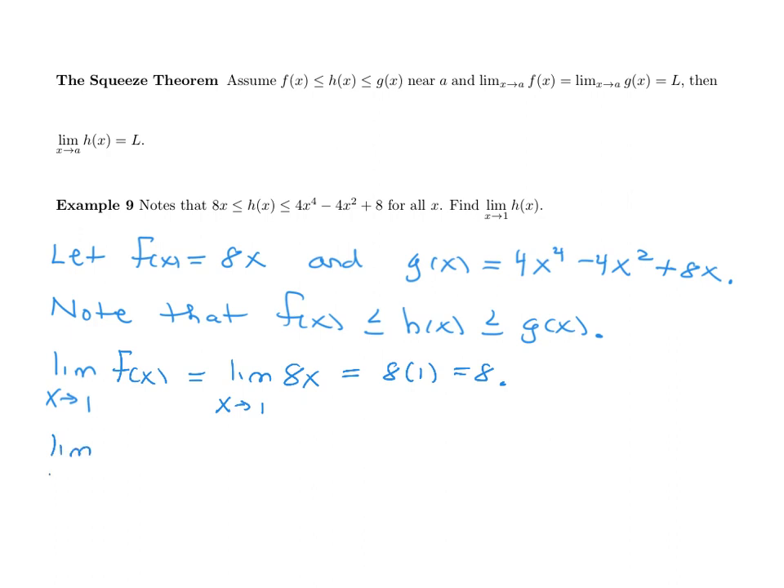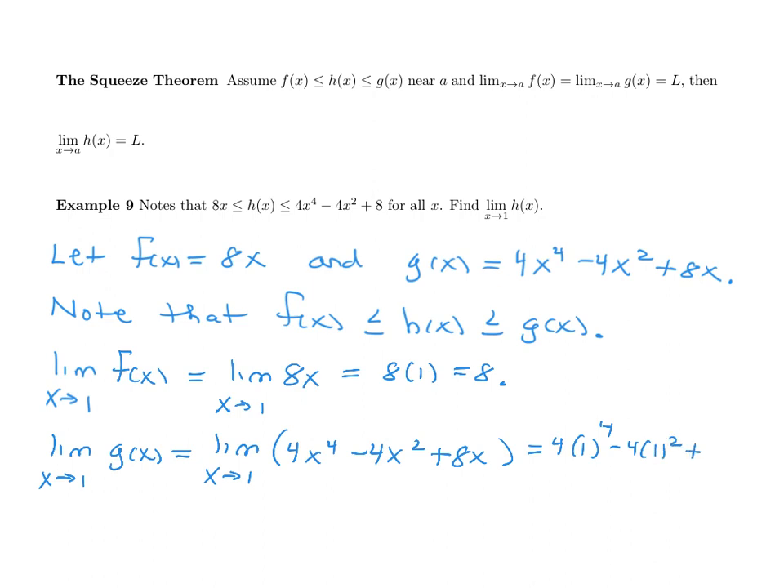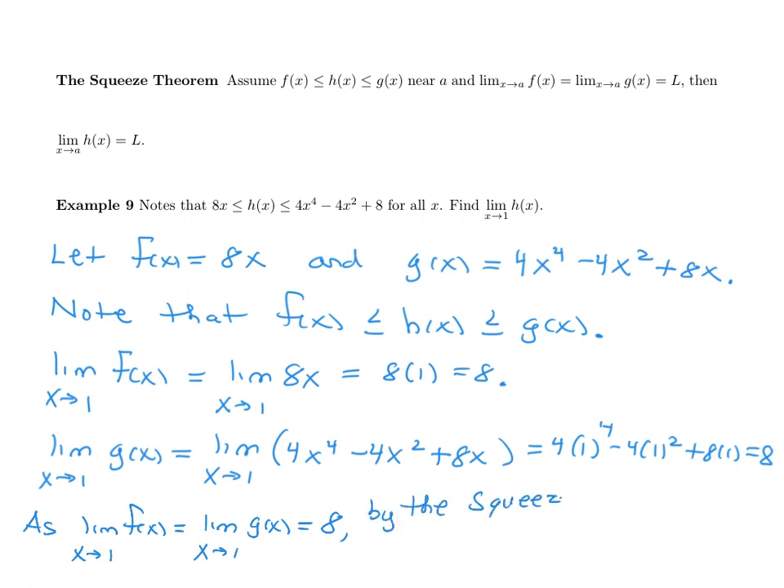We also have that the limit as x approaches 1 of g of x is equal to the limit as x approaches 1 of 4x to the fourth minus 4x squared plus 8x. What's that limit? It's actually also 8. You get 4 times 1 to the fourth minus 4 times 1 squared plus 8 times 1, which is also 8. As this limit is equal to this limit, by the squeeze theorem, h has to have the same limit. So I'll say, as the limit as x approaches 1 of f of x equals the limit as x approaches 1 of g of x is equal to 8, by the squeeze theorem, the limit as x approaches 1 of h of x, whatever that formula is, has to be equal to 8 as well.